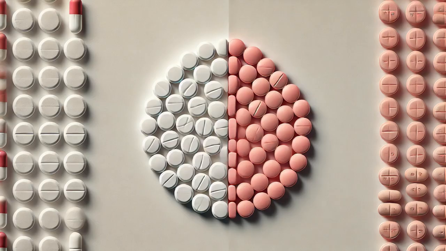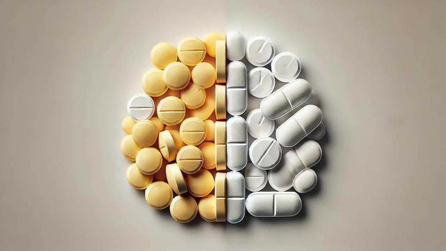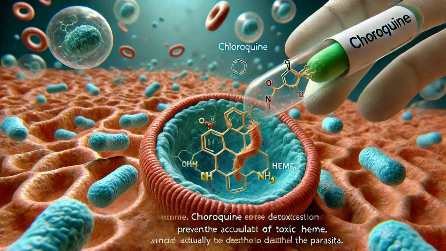Sulfonamides and trimethoprim inhibit bacterial folate synthesis, a pathway not present in humans. This selective inhibition stops bacterial growth without affecting human cells. Antifungal drugs like amphotericin B and azoles target ergosterol in fungal cell membranes. This disrupts the membrane, causing fungal cells to die while sparing human cells.